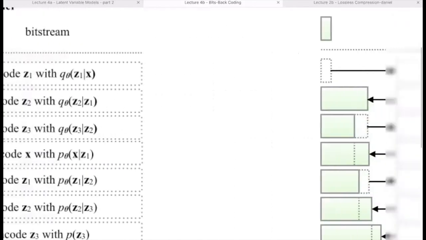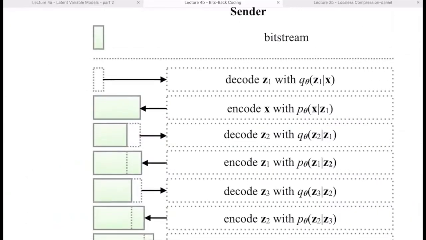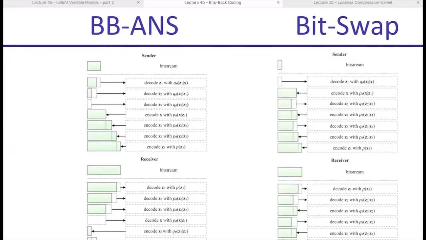However, for Bit-Swap, what they are proposing is that as soon as we get a certain part of the data decoded, we can use this information to do the further encoding. So in this way, we do not need as many initial bits as the ANS. If you do the comparison, the main difference, despite the sequence of the decoding and encoding, is the amount of initial bits we have.